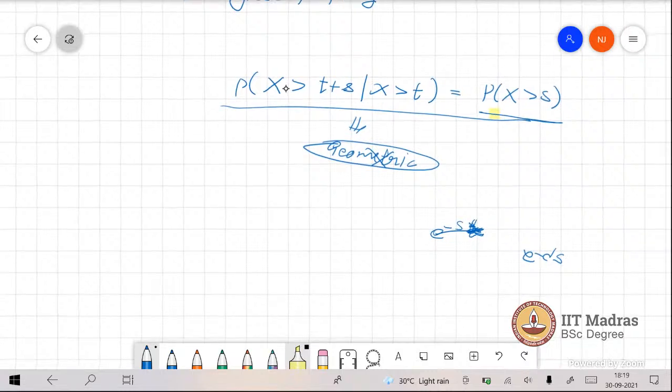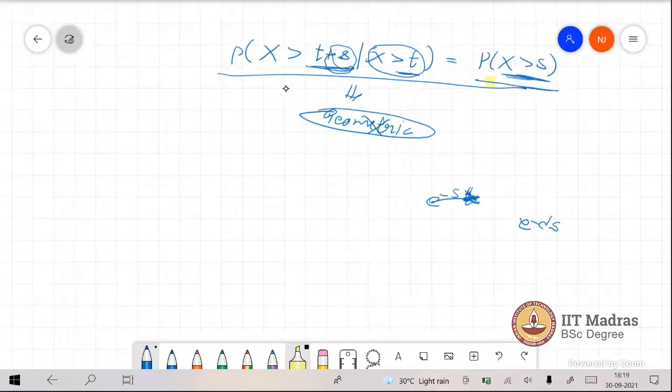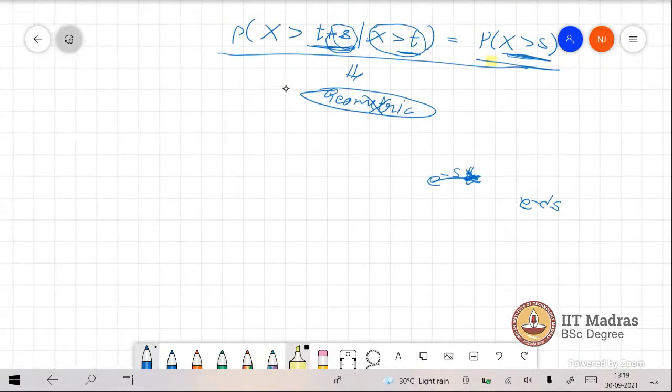So what's happening? We are finding the probability that x will take more than t plus s, given that x takes value t. So it is same as x will take s. It has already forgotten what has already happened, that x greater than t has already occurred. It has started from the initial: what is the probability that x will take more than s, right? So this kind of property is called the memoryless property.